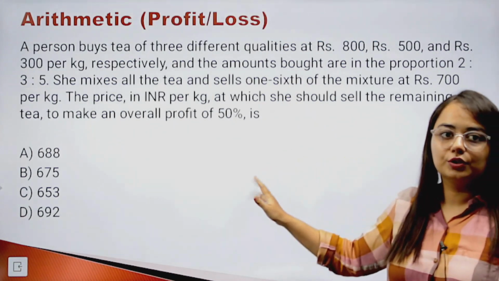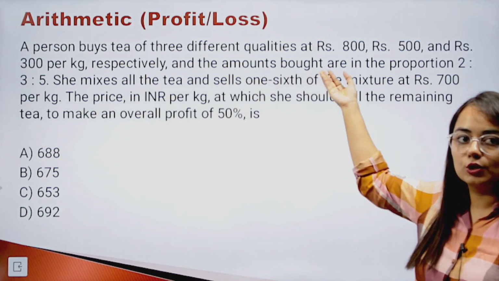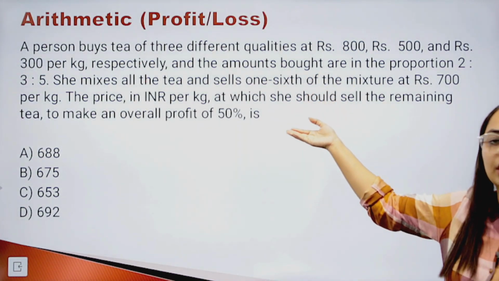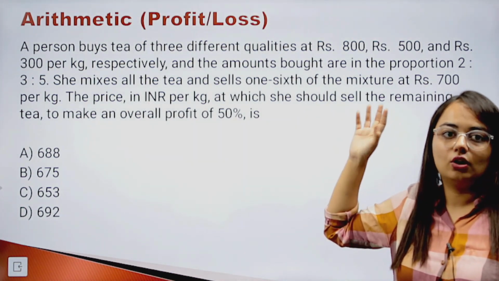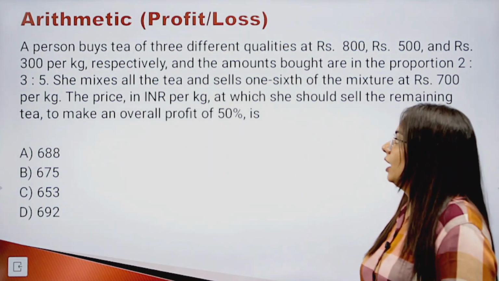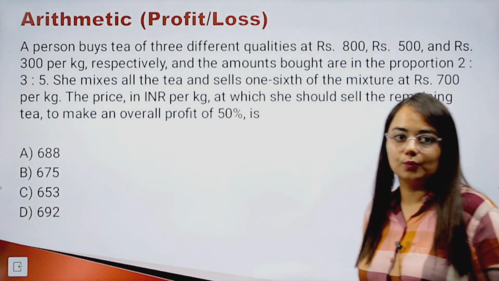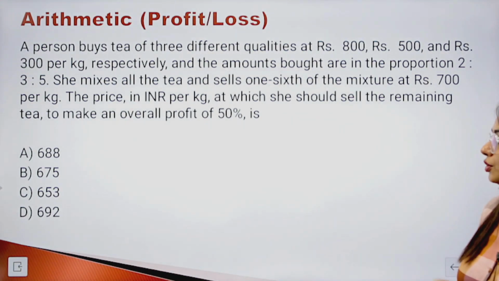Similarly, another question from the same area is based on profit and loss. This can also be counted as an allegation question, because you are given here a mixture of 3 types of teas with different prices, and then you are asked a question on profit also. You can also have a look at this question and analyze it on your own if you want to.